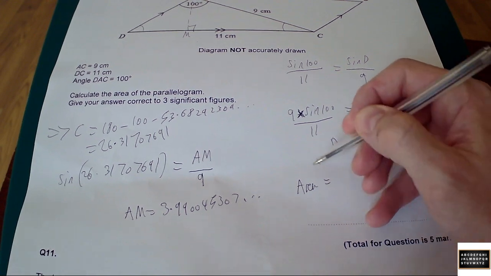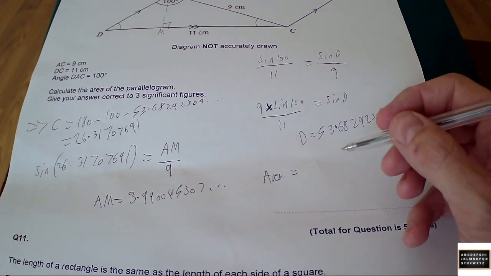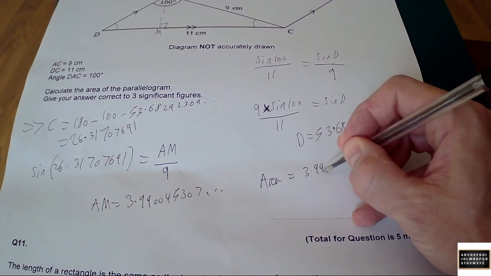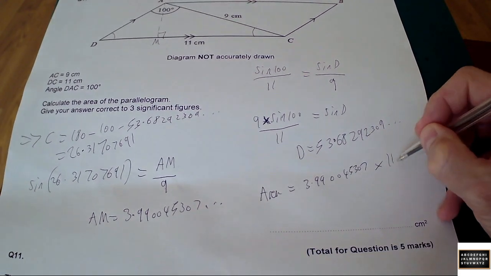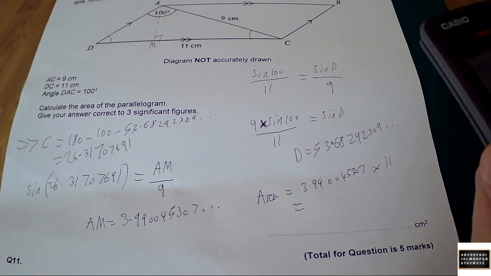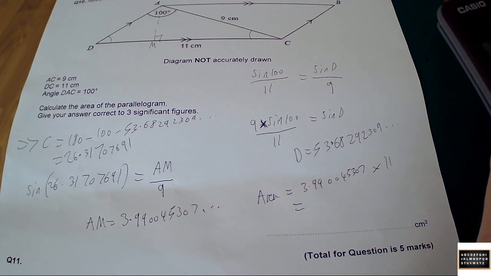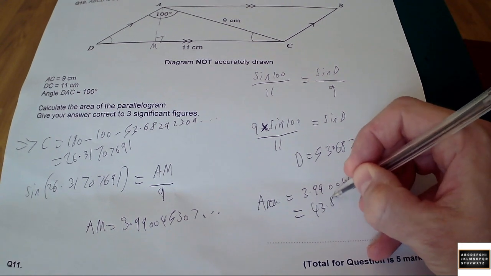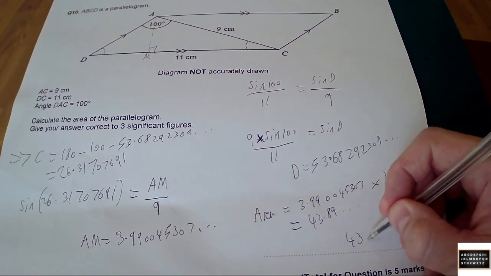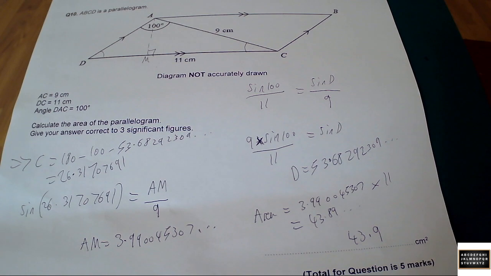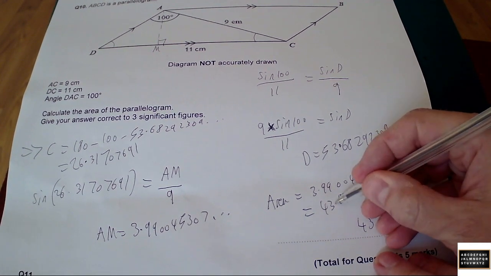So the area will be 3.99 45307 multiplied by 11, and then give it to three significant figures. So we're going to do that real quick. So 43.89, so it's the three significant figures, it's 43.9, and that is enough, hopefully, to get all of the marks that you need.